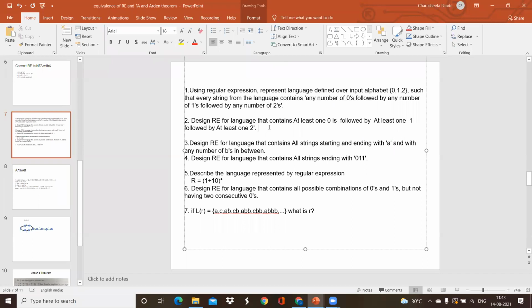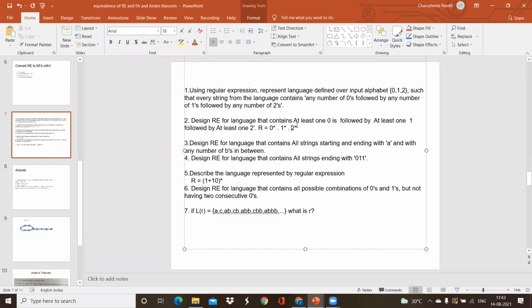Okay, see, what have you written there? First, for your problem, what solution have you given? 0 star dot 1 star dot 2 star. So here what is happening? You are having 0 or more occurrences of 0 followed by 0 or more occurrences of 1 followed by 0 or more occurrences of 2.